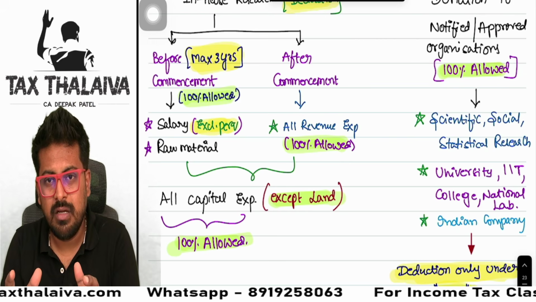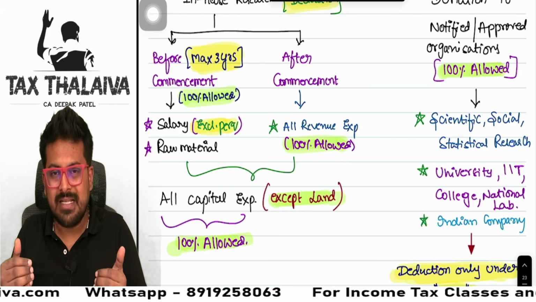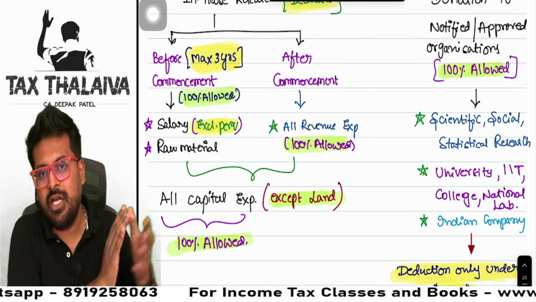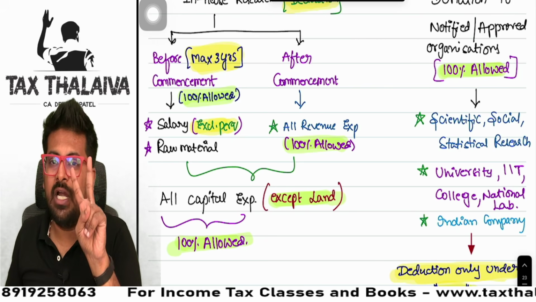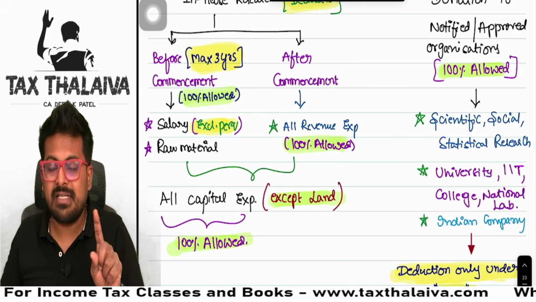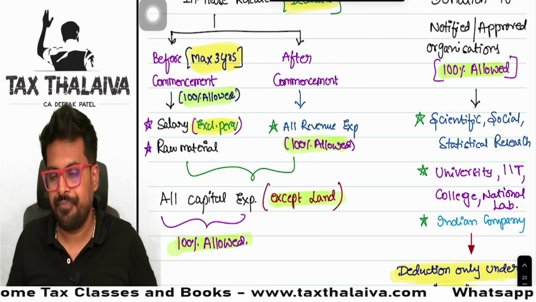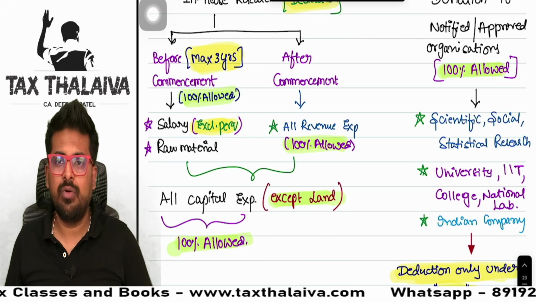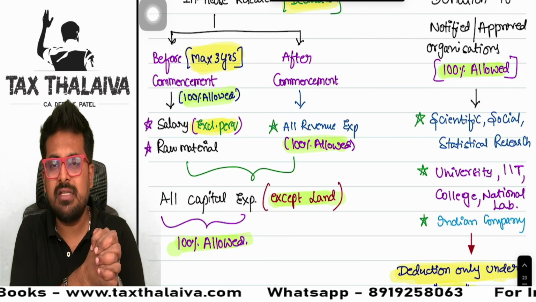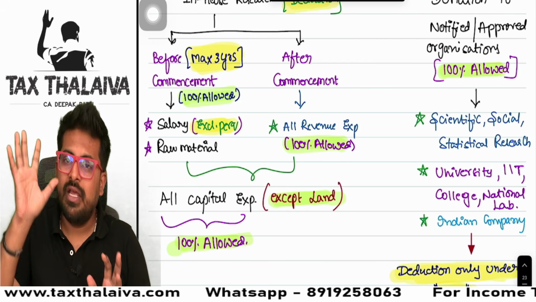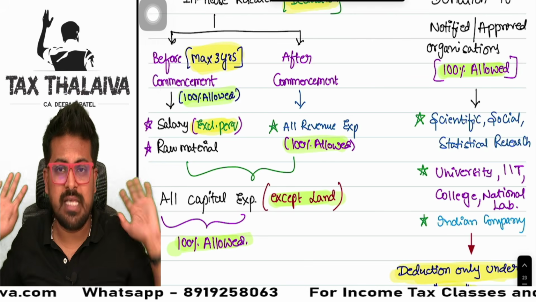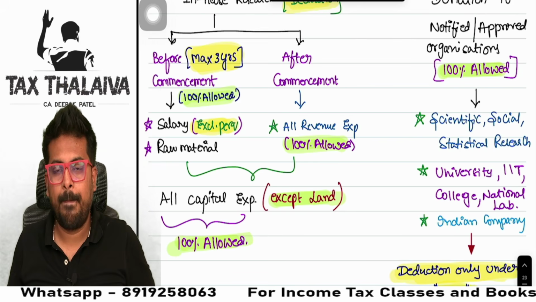So very simple, guys. If you are doing scientific research in your own business, before starting your business, for a maximum of 3 years, only two kinds of revenue expenditure you can claim: salary, but excluding perquisites, and raw material. 100% of it is allowed. And before commencing your business, if you had done some capital expenditures, all kinds of capital expenditure are allowed. 100% is allowed, except land.